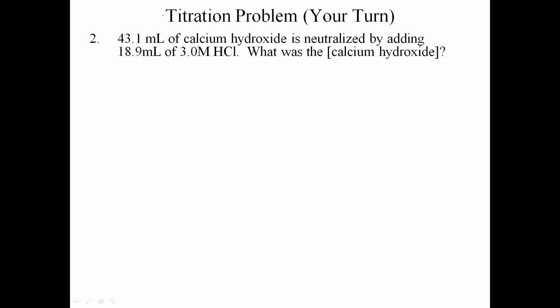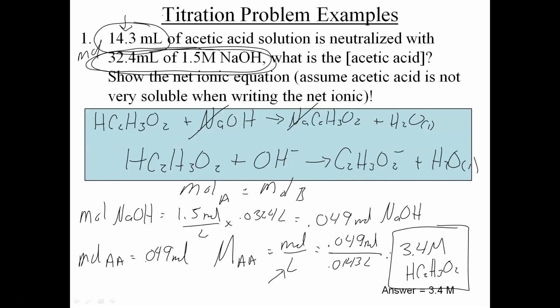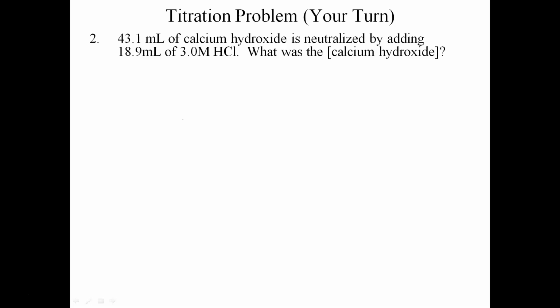We always start with an equation because we need to know what our molar ratio is. Okay, here, 1 mole of acid reacted with 1 mole of base. Okay, we had that in our equation here. 1 mole of acetic acid, 1 mole of base. All right, that won't be the case here. So let's check it out. We have calcium hydroxide and hydrochloric acid, giving you calcium chloride and water.